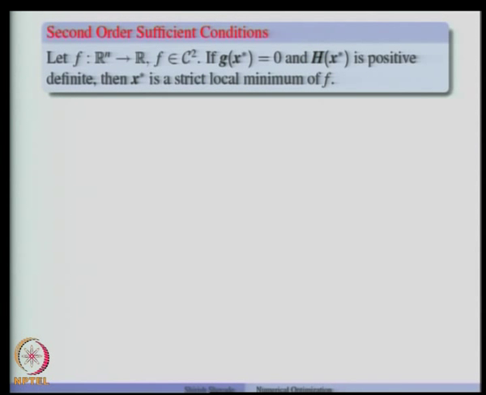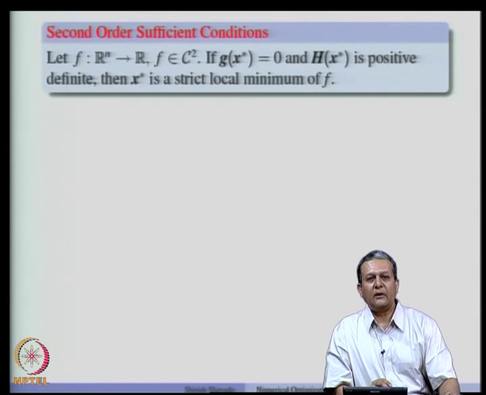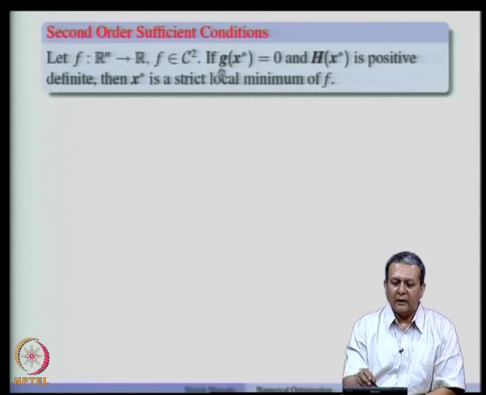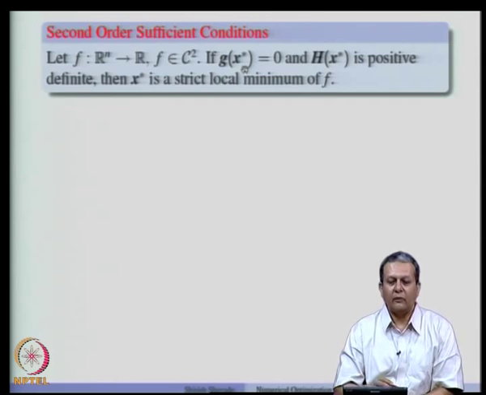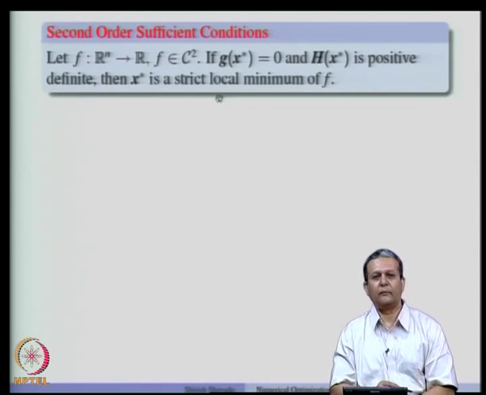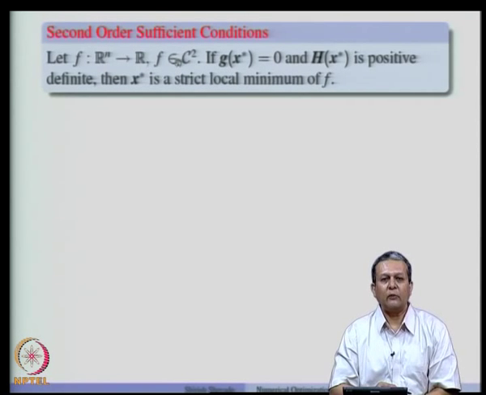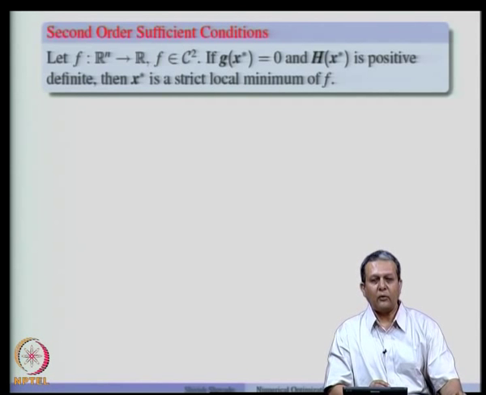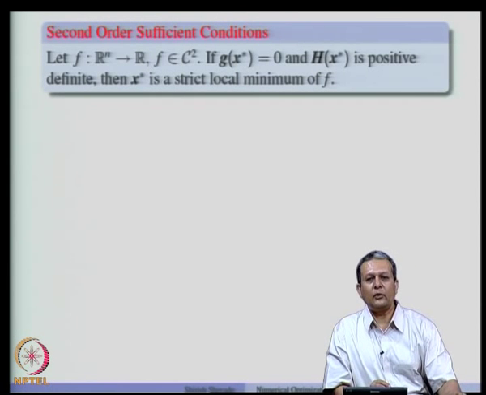Now, these second order necessary conditions are not sufficient. They are just necessary conditions. So, to get sufficient conditions, let us assume that at a point x star in Rn, the gradient of the function is 0 and the Hessian is positive definite. Then the claim is that x star is a strict local minimum of f. Remember that we are assuming the twice differentiability of f. So, to prove this result, we again have to use the second order truncated Taylor series. So, let us see how to do that.